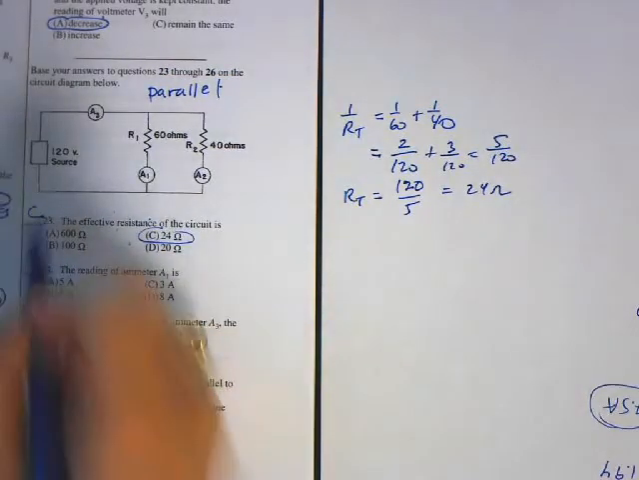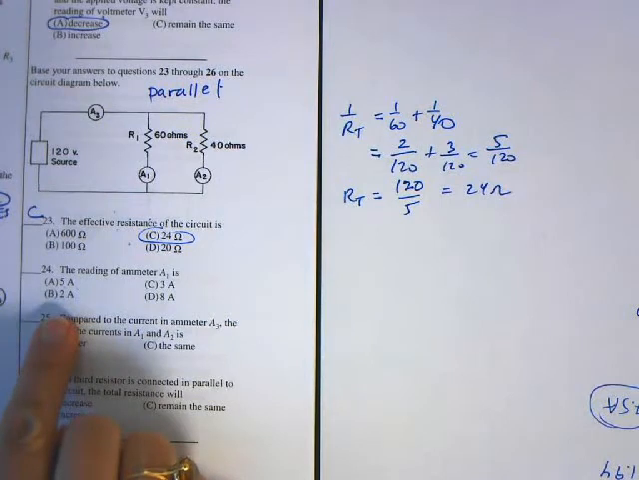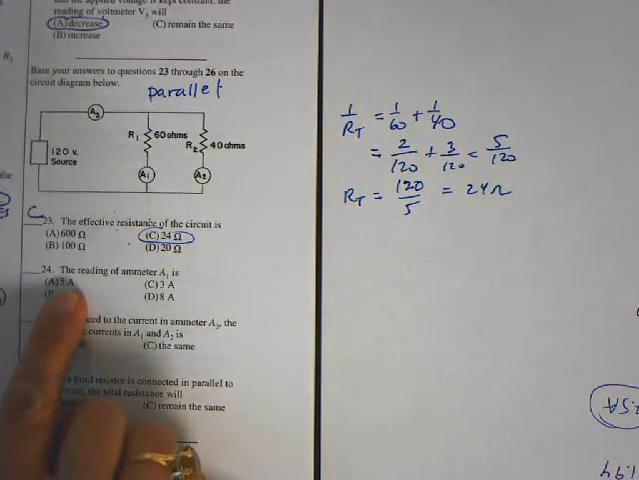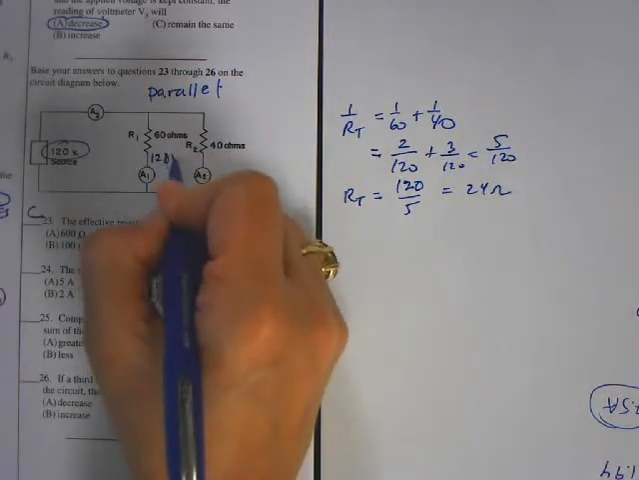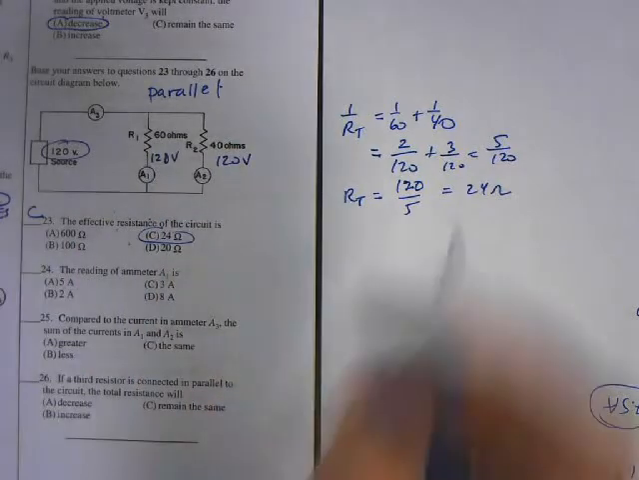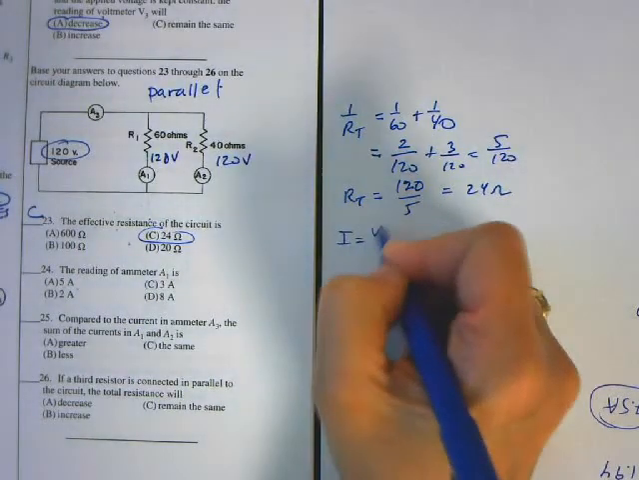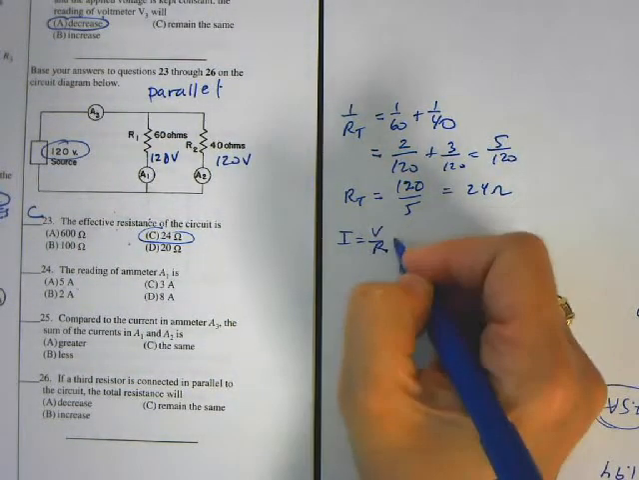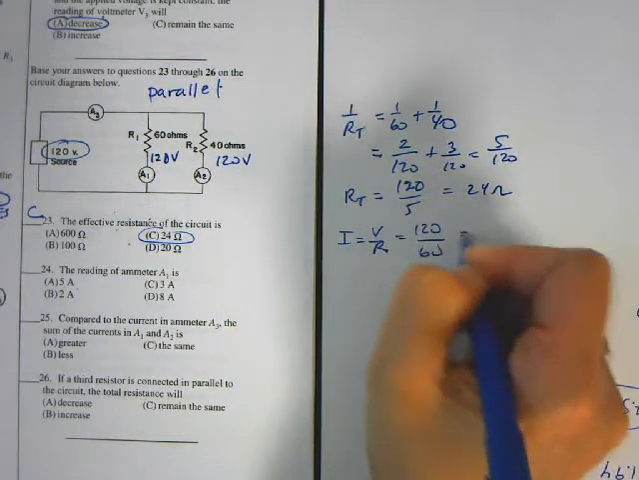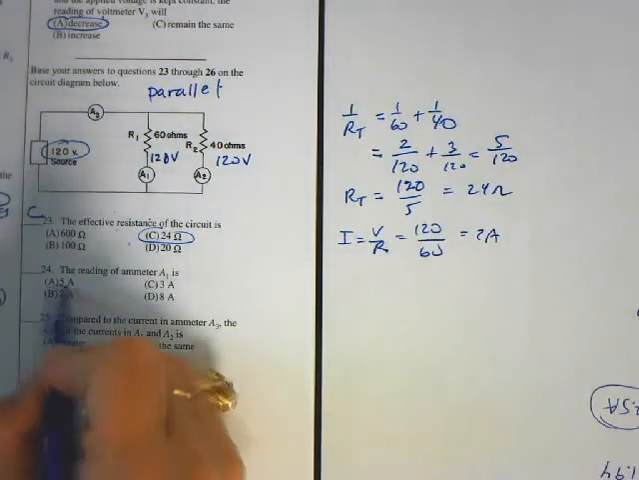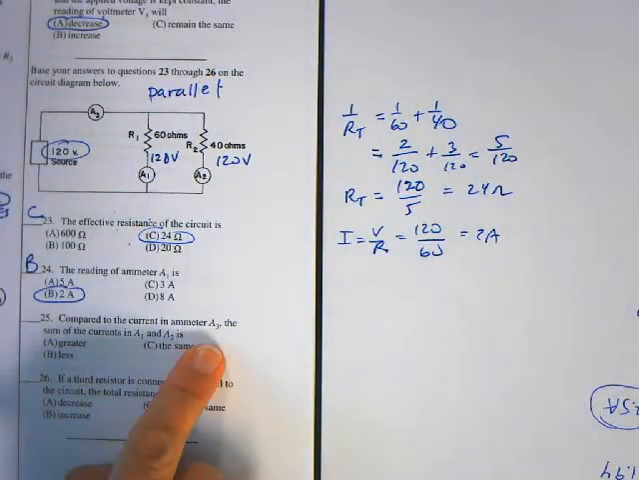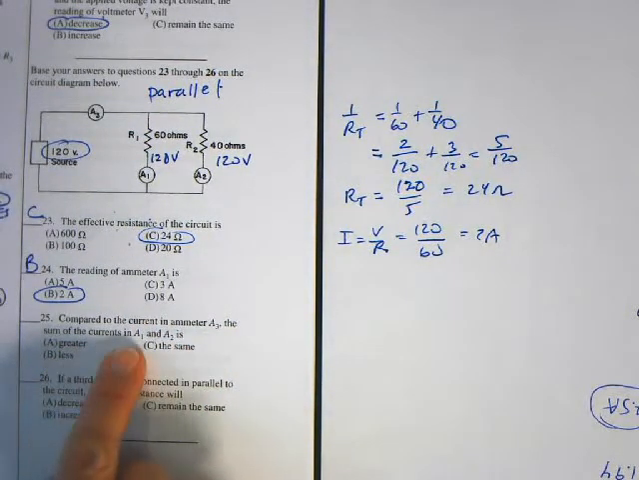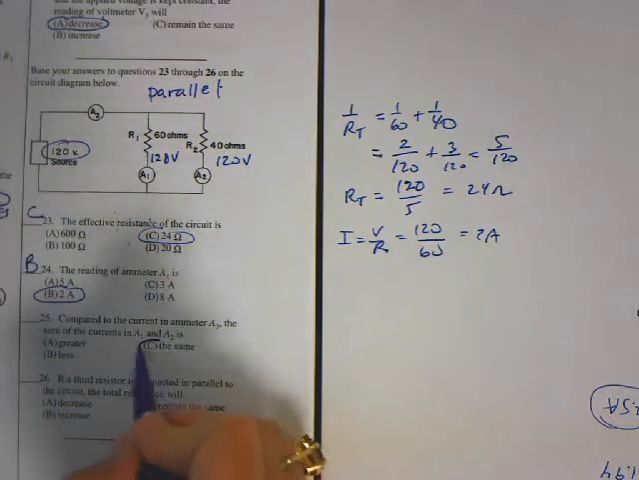Number 24, the reading of ammeter A1. Remember, this is parallel, which means the voltage is the same. If this is 120 volts, this is 120 volts, this is 120 volts. I can use Ohm's law: I is equal to V over R. So 120 divided by 60 is equal to 2. Compare the current in ammeter A3. The sum of the currents is going to be the same, because in parallel the voltages add up.